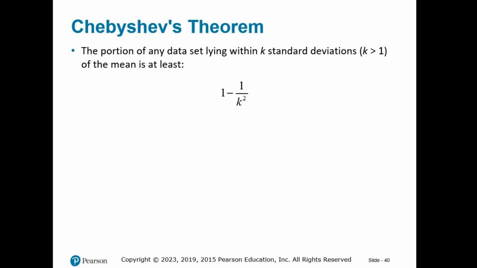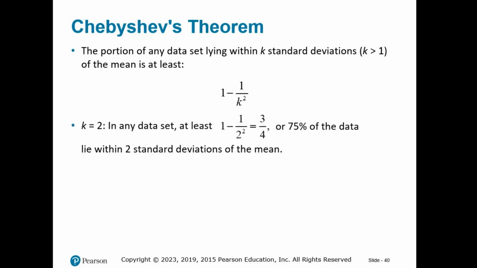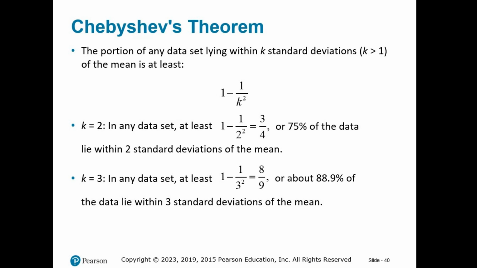Now, in order for this approximation to make sense, the value of k has to be strictly greater than 1 because we're interpreting k as the number of standard deviations. So, for instance, when k is 2, at least 75% of the data lie within 2 standard deviations of the mean because 1 minus 1 over 2 squared equals 3/4, or 75% of the data. If k equals 3, at least 1 minus 1 over 3 squared equals 8/9, or about 88.9% of the data lie within 3 standard deviations of the mean.